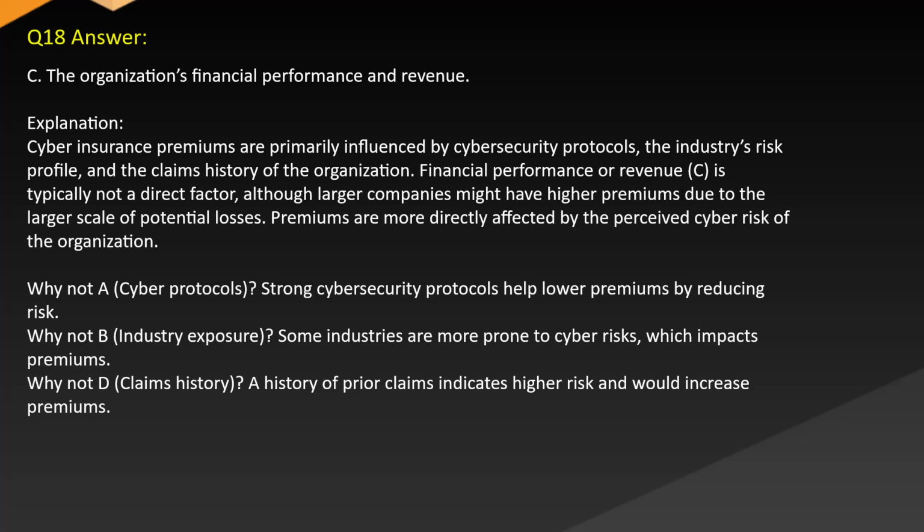Premiums are more directly affected by the perceived cyber risk of the organization. Why not A, cyber protocols? Strong cybersecurity protocols help lower premiums by reducing risk. Why not B, industry exposure? Some industries are more prone to cyber risks, which impacts premiums. Why not D, claims history? A history of prior claims indicates higher risk and would increase premiums.